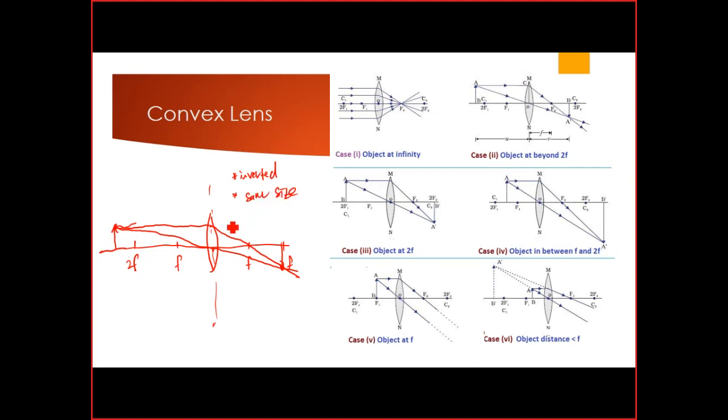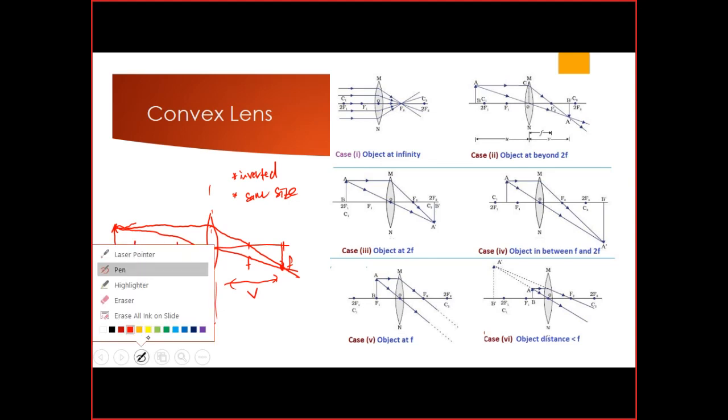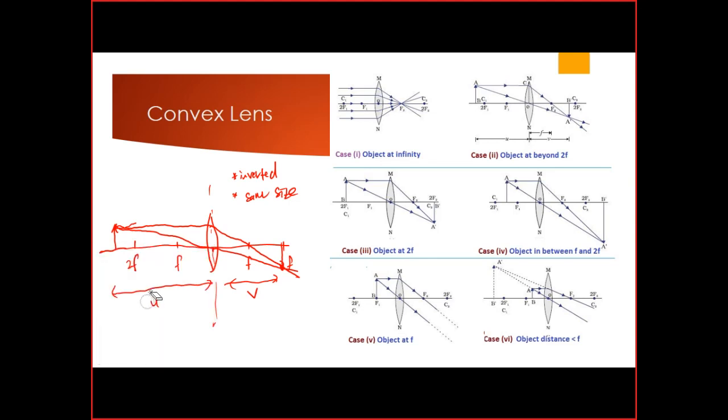So what are the things that we can talk about? You can also talk about the distance. This is the U, this is the V. We can see that U is bigger than V. The distance from the object to the lens is bigger than the lens to the image. You can also talk about that one.